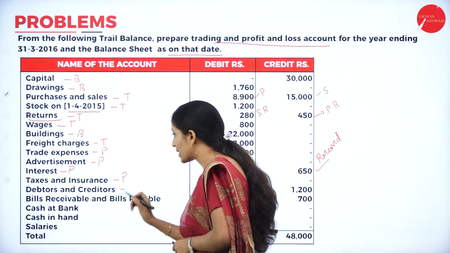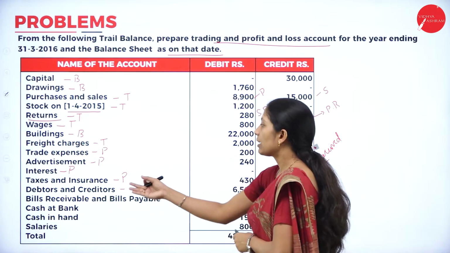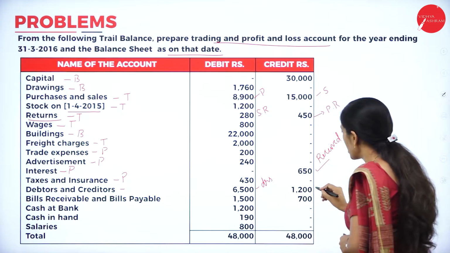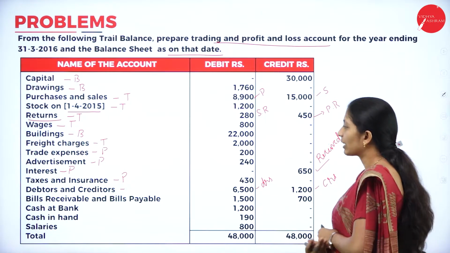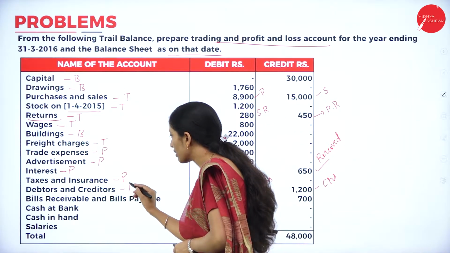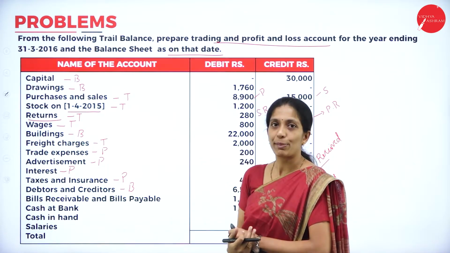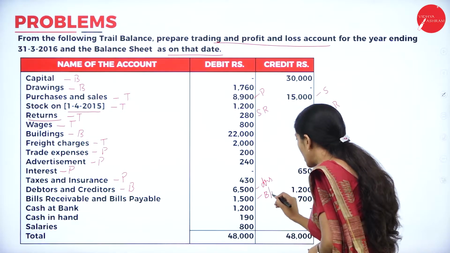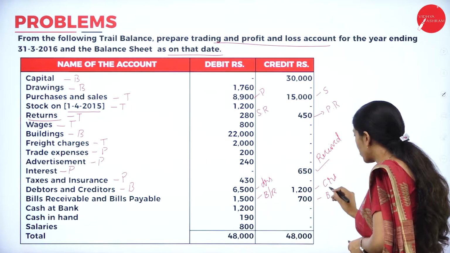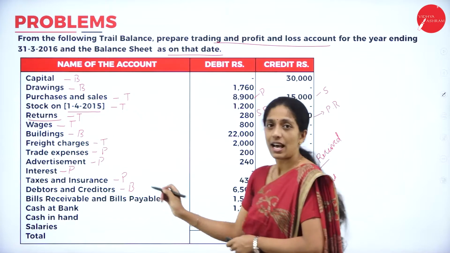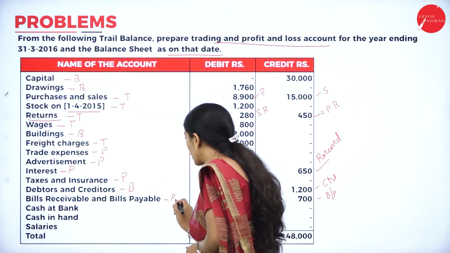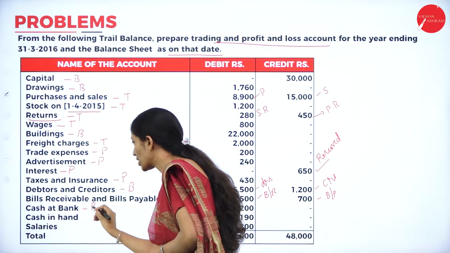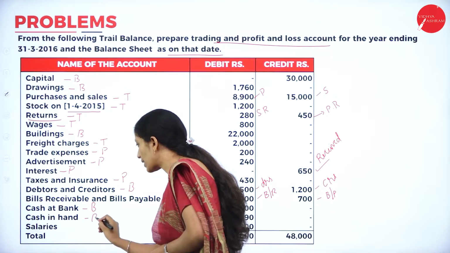Debtors and creditors, it is an asset as well as a liability. The amount on the debit side is debtors, and the credit side will be the creditors. So where do we record? In the balance sheet. Next, bills receivable and bills payable. The debit side is bills receivable and the credit side is bills payable. This is an asset as well as a liability, so we'll record it in the balance sheet. Cash at bank. What is it? It is an asset, so balance sheet. Cash in hand is also an asset, balance sheet.